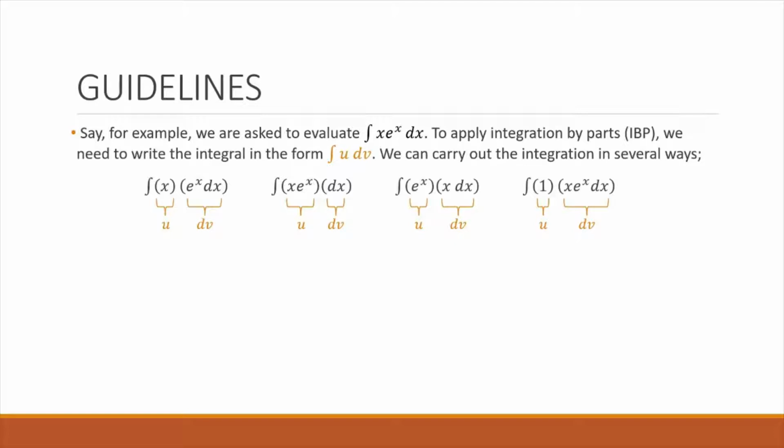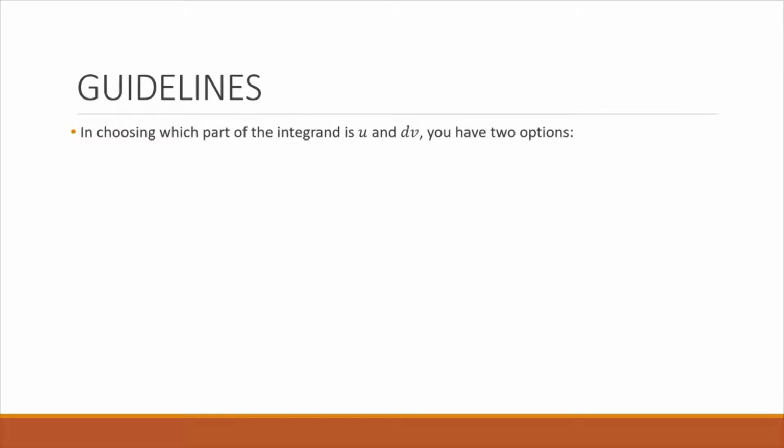Okay. So again, only 1 out of the 4 ways is the correct way of applying integration by parts. And how do we know which one is the correct way? We have some guidelines, specifically two independent na guidelines. So you can either choose one or choose the other. In choosing which part of the integrand is u and dv, you have two options. The first option is to choose dv first, and then the rest of the remaining expression is u. Or the second option is to choose u first, identify which part of the integrand is u, and then the remaining will be dv.